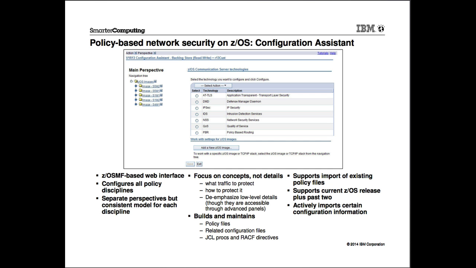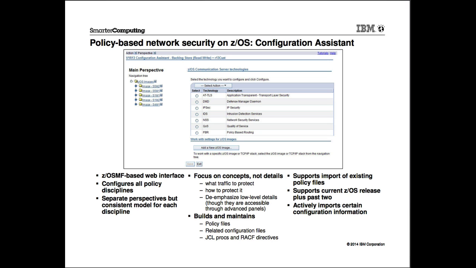So the next slide shows a picture of what the configuration system looks like. This is a general picture. It's a GUI-based tool where you specify policies. It's a plugin to z/OSMF, which is a no-charge product that comes with z/OS for managing various things on z/OS. We configure all policy disciplines with the configuration system. We configure AT-TLS, we configure intrusion detection, we configure traffic management, we configure filters. You do it all. They're separate perspectives, but they all work similarly.